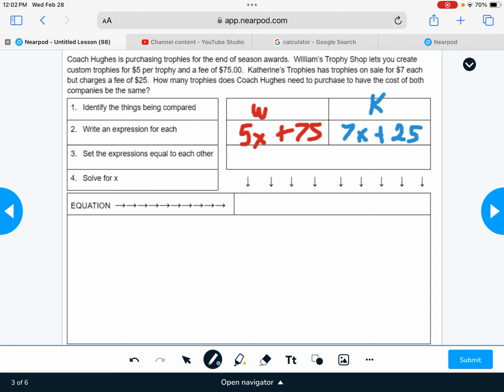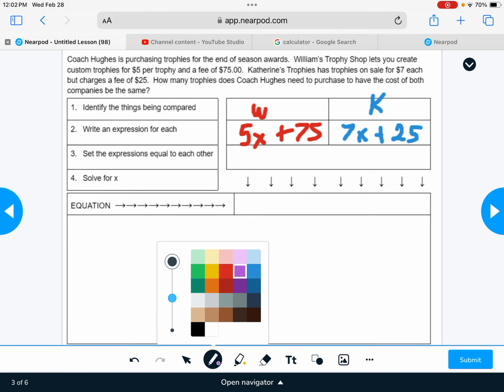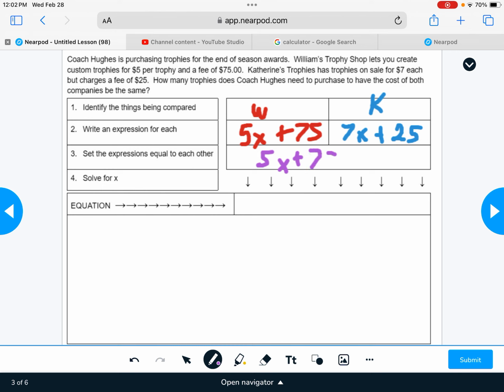So when I finish off that reading paragraph there, it says, how many trophies does Coach Hughes need to purchase to have the cost for both companies be the same? When we hear the same, we're hearing that they are equal. I'm seeing that this is 5x plus 75 equaling 7x plus 25. They are equal to each other. That's the equation I'm solving. Literally 5x plus 75 equals 7x plus 25.